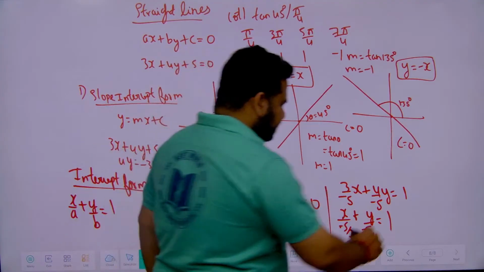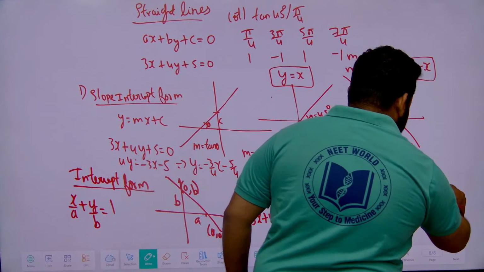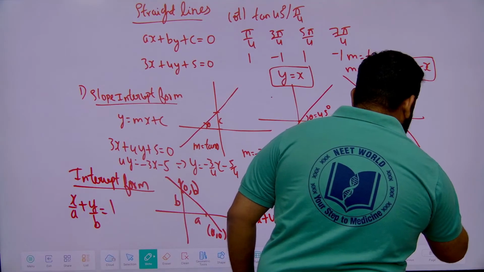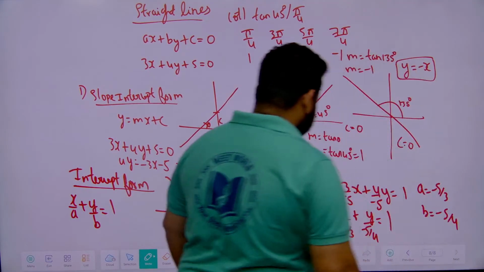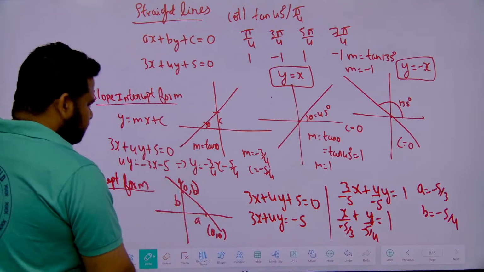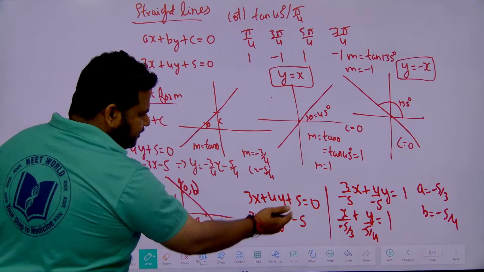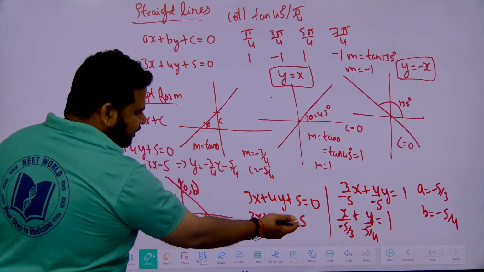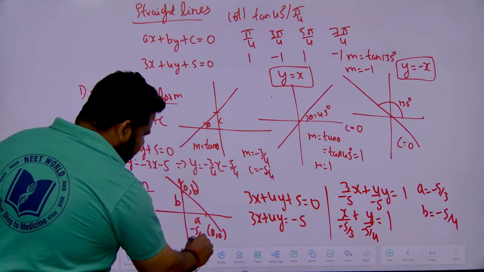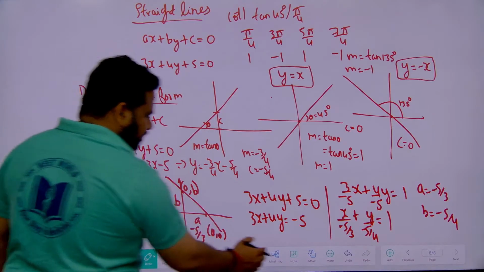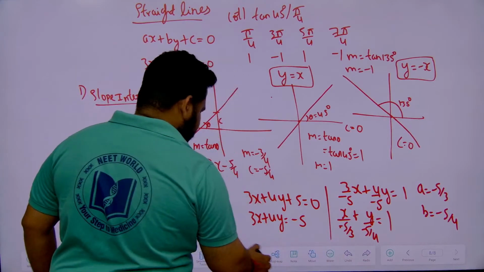Okay, now what is our a value? A is minus 5 by 3, b is minus 5 by 4. Okay, minus 5 by 4 we got it. Now here in this same thing, if I put the a value as per that, what will I get? A is equal to what? This will be minus 5 by 3. Actually it will not come like this, since this is positive.